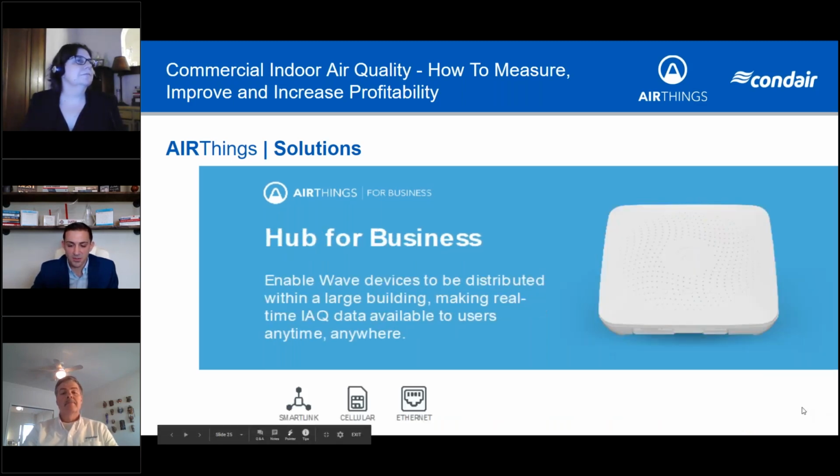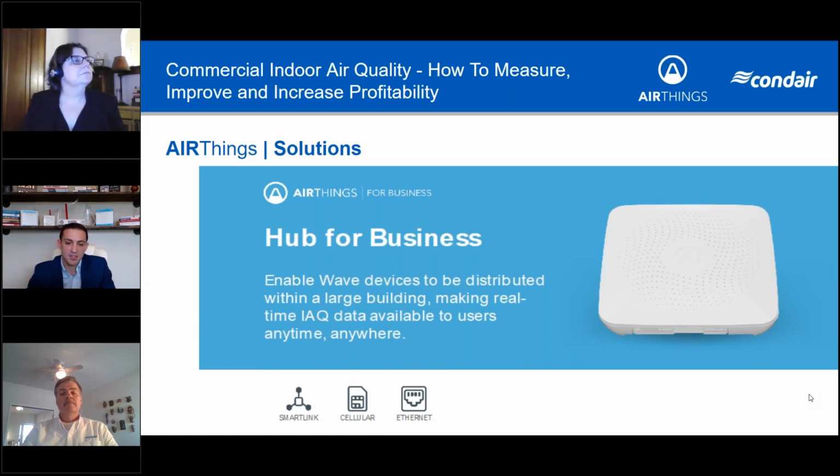And I'm going to go relatively quick too. I know we had a few minutes getting ready there with the clicking. And this is just our hub. So all of these sensors send the data to here, which then sends it to the cloud. So it is completely a wireless cloud-based solution.